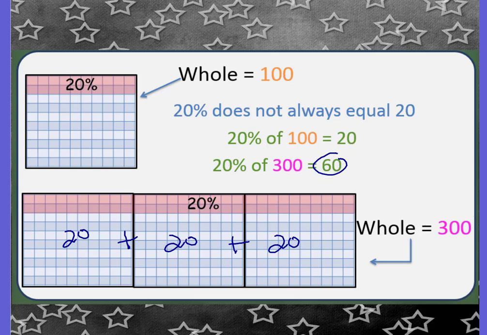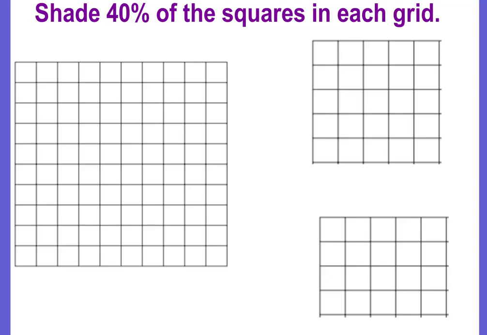And that's what we're going to focus on. We're going to be given the percent, and we're going to have to figure out how many parts we need to shade, how many squares we need to shade. So taking a look at our first example, this is another 10 by 10, so there's 100 squares. We want to shade 40%. So we need to shade 40 out of 100. And since there are 100 squares, then we can go ahead and shade 40.